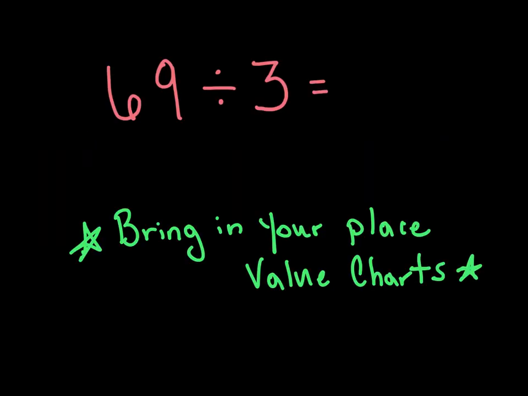69 divided by 3. And bring in your place value charts tomorrow. You've got to start bringing this in if you want to start getting credit on your homework. Many of you are forgetting to. So 69 divided by 3. What is the quotient? And show your place value charts tomorrow.